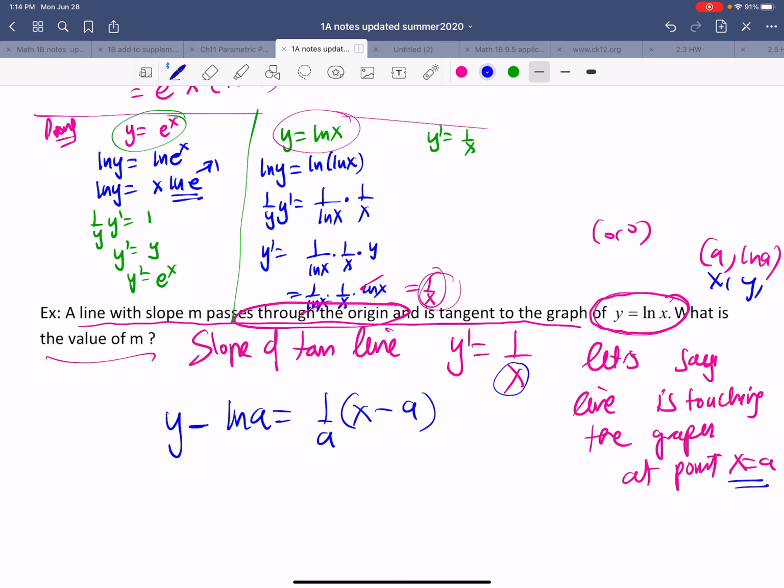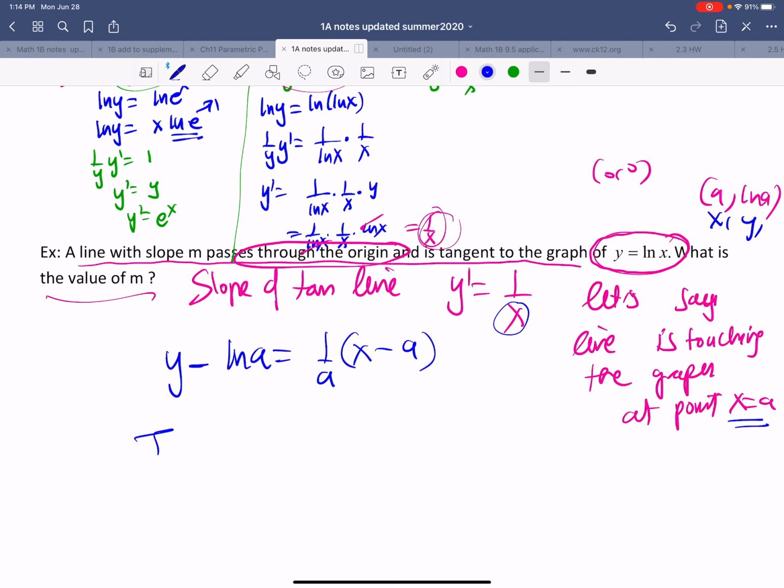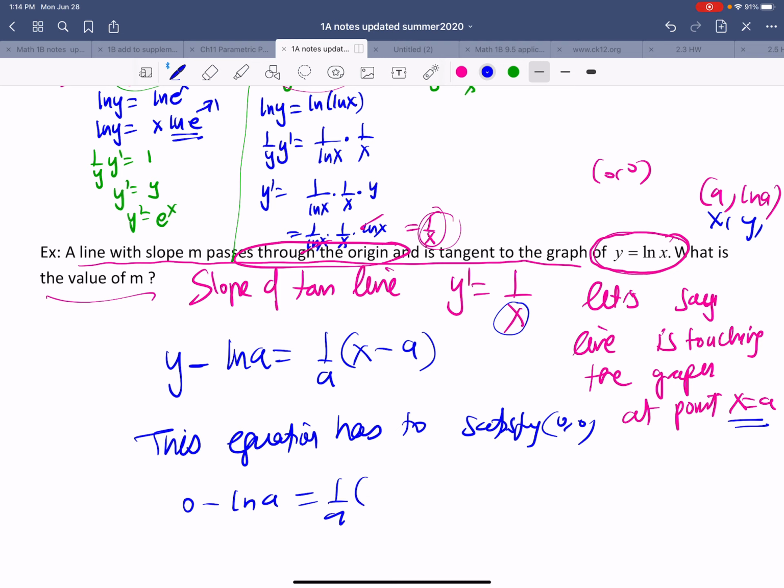This equation has to be satisfied by 0, 0 because the line passes through the origin. So 0 minus natural log of a equals 1 over a times (0 minus a). Negative natural log of a is 1 over a times negative a. Negative natural log of a is negative 1. Natural log of a is 1.